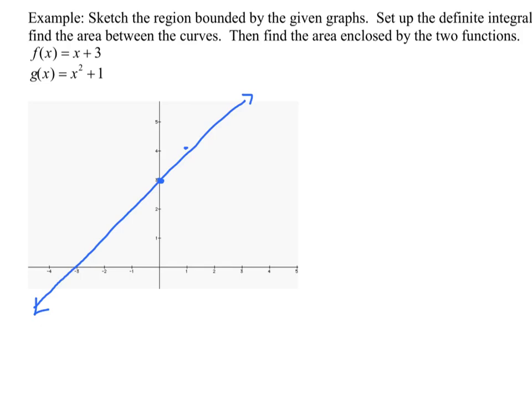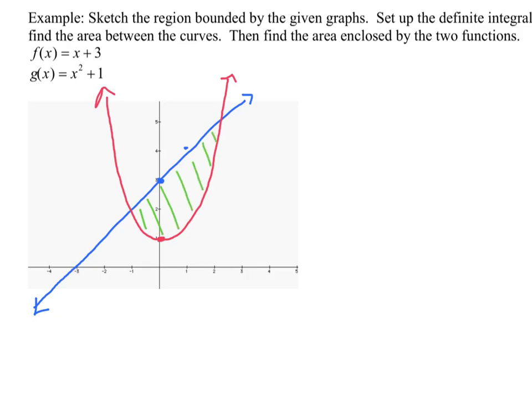Now, g of x is a quadratic function shifted up 1 unit, and from that point forward it's going to behave just like x squared would. And it looks like we're going to cut through there and then pop up on this side and look a little something like that. So what we're trying to do here today is find the area bounded between the two curves. So we're looking for everything in this region right here.